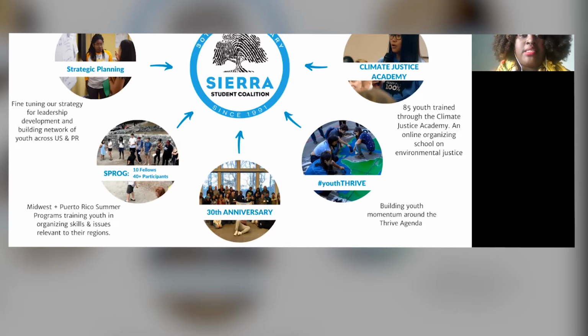These pathways can look like moving from a participant to a trainer to then leading of campaigns, or moving from one program, which is Climate Justice Academy. It's a cohort that starts, has been both in spring and fall, has looked different from year to year, and this kicked off in 2017. Or they can then go on to another program like SPROG, which is in the summertime.